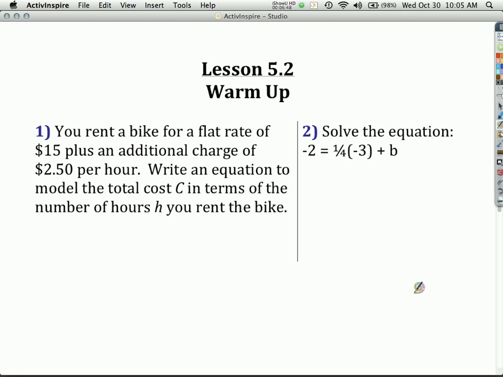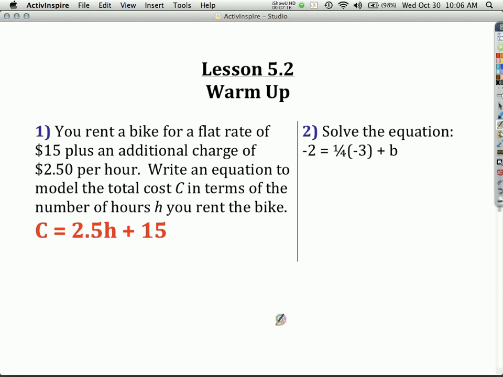Okay. What did you get, Kamoy? 50 plus 2.50h equals C. So it sounded the same, just the symmetric property of equality. Flip it around. Hezekiah? C equals 2.50h. Okay. Sounds about the same. Alyssa, you had something different? C equals 2.50h. Okay. So this is what I was expecting.